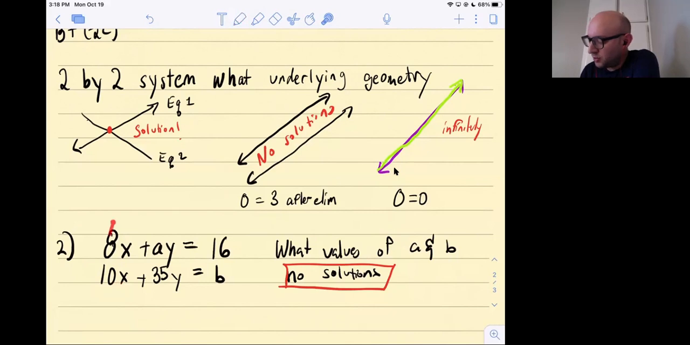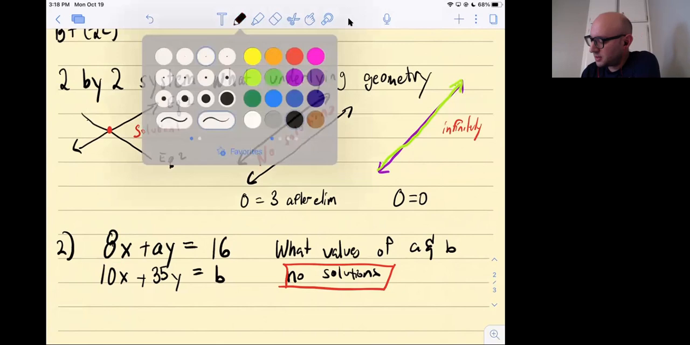So you can either do proportions like this. 8 to 10 is 8 to 35. That's totally fine. So let's try to make the slopes the same. You can also do proportions 8 to a is 10 to 35. So either way you want to set it up is fine, because with proportions you can cross multiply and it's the same thing.